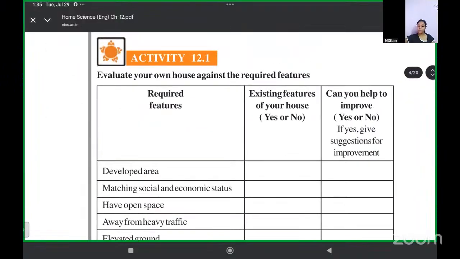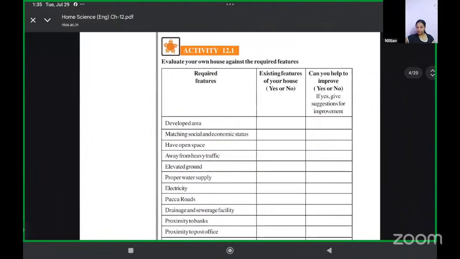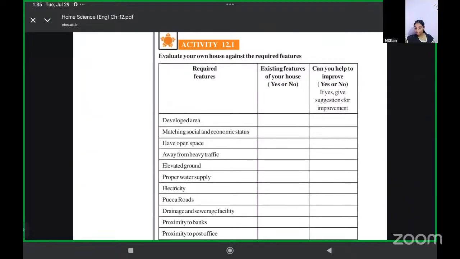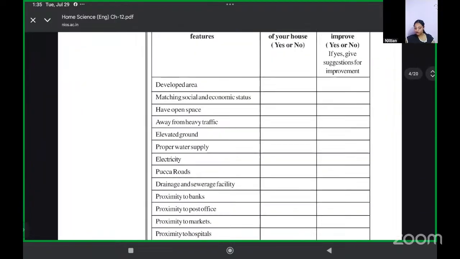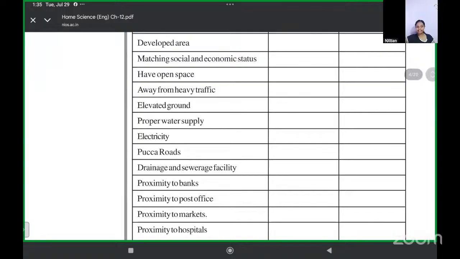You have an activity. Evaluate your own house against the required features. Okay, let's try this out. Think about your house and check if it is a developed area, put a tick. Matching social and economic status: tick means your social status, your income and everything in your house is standard. Then, having an open space? Tick or no. Is it away from heavy traffic? Tick or no. So check this out right now, evaluate and see.